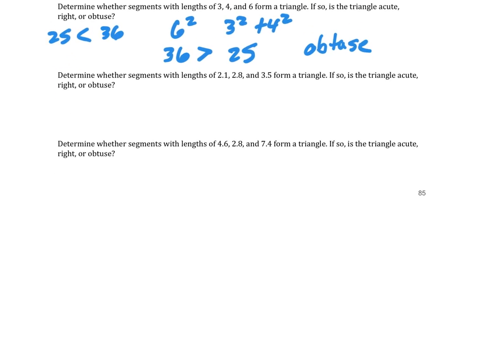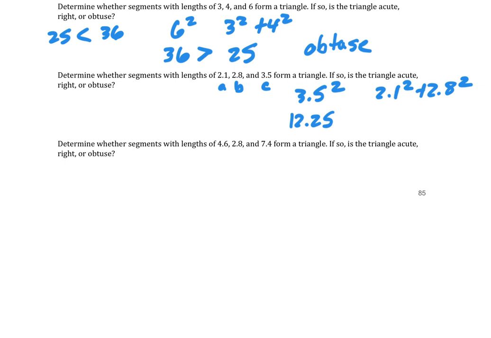Okay, on this one here, this is your A, B, and C. So we're going to go 3.5 squared, and then 2.1 squared plus 2.8 squared. Okay, 3.5 squared, what's that give us? Okay, 12.25.